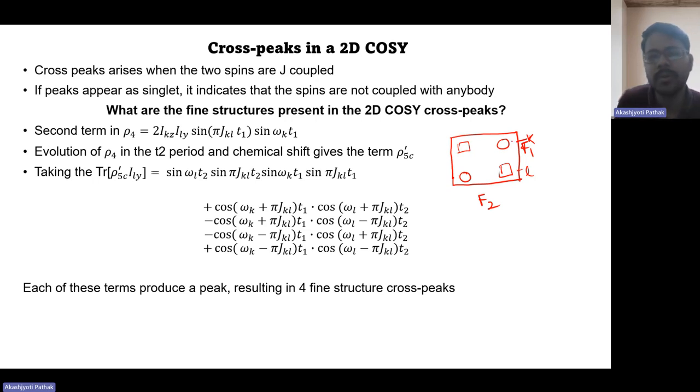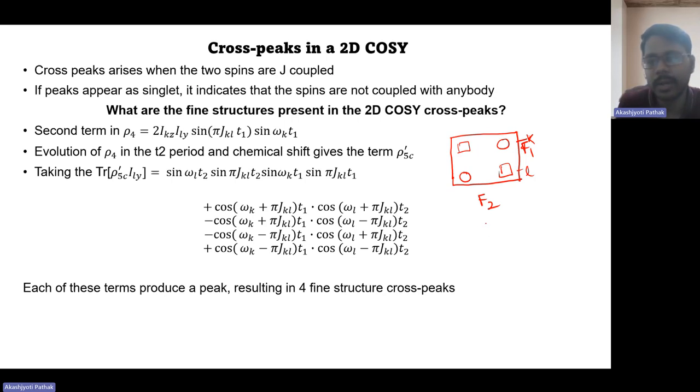So the cross peaks of a 2D COSY have absorptive line shape, right? They have absorptive line shape, and these give us the information whether the two spins are coupled, or J coupled, or not. So let's understand this. Cross peaks arise when the two spins are J coupled.